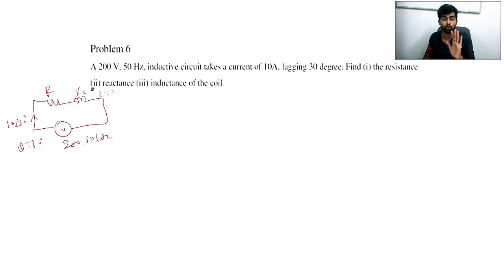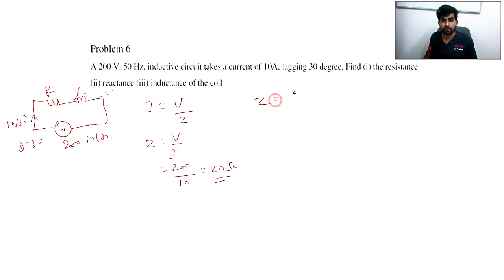XL is equal to 2 pi FL. See here, current is given and voltage is given, so we can calculate Z. I is equal to V by Z, so Z is equal to V by I. Voltage is 200 and current is 10. Definitely you will get 20 ohm, the Z value, impedance value. Next we'll calculate the R value and then the XL value.